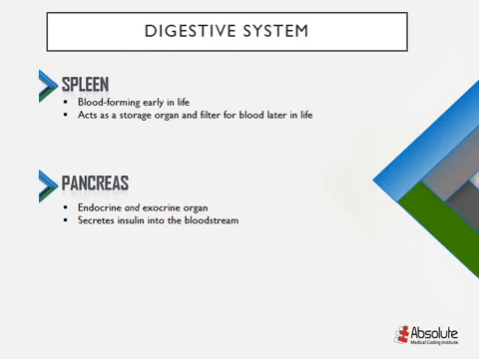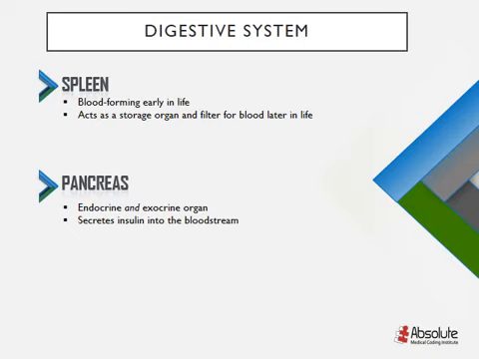The pancreas, the cool thing about the pancreas is that it's both an endocrine and an exocrine organ. So what does that mean? It means it's endocrine because it's hormone secreting. And what does it secrete? It secretes insulin. Exocrine because it secretes digestive enzymes, pancreatic enzymes, which feed into the duodenum.